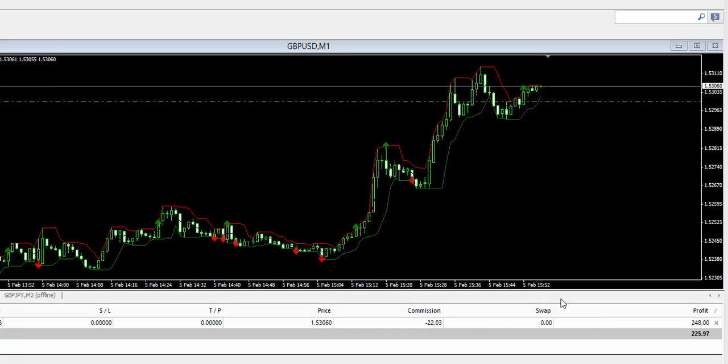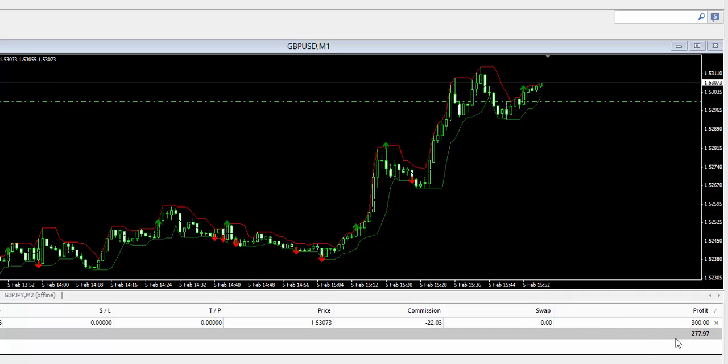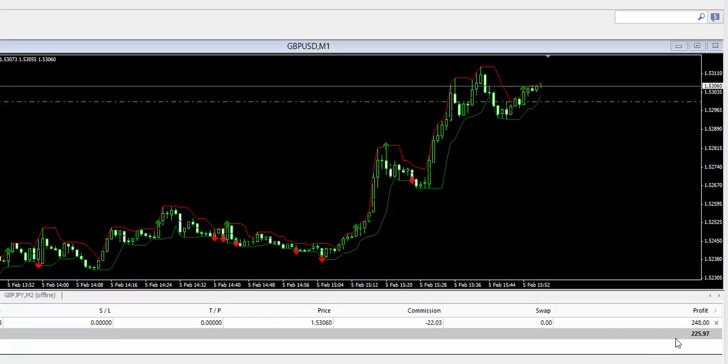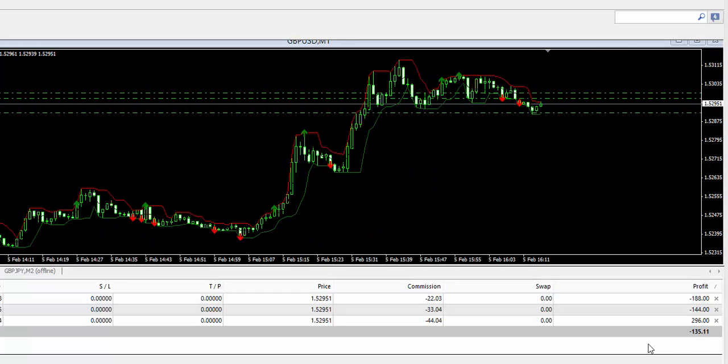So keep in mind, with 10 standard lots, the average value of a pip is about $100. So for every 5 pips of profits made, each trade can make $500 at a time. So you do that 5 times a day, this would equal about $2,500 in profits.